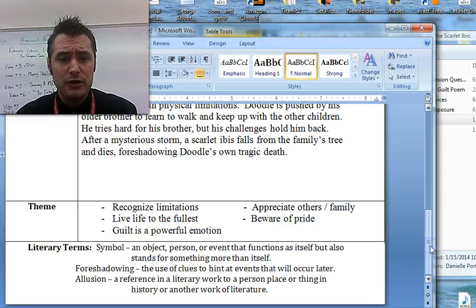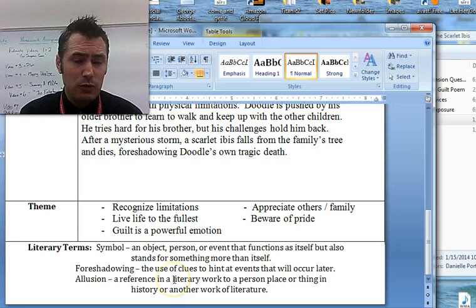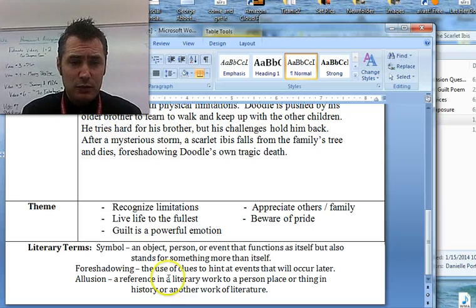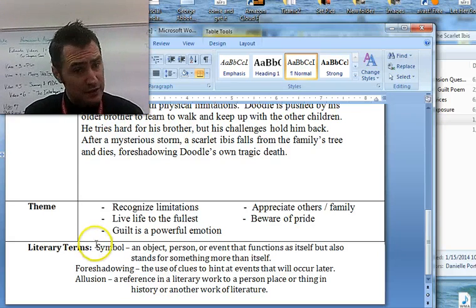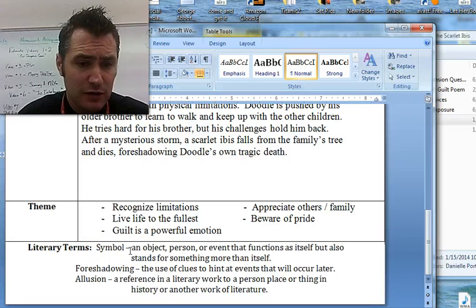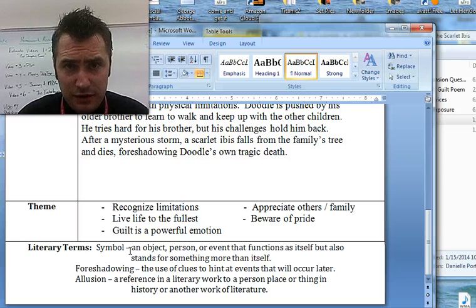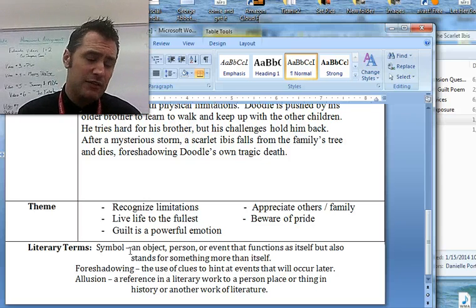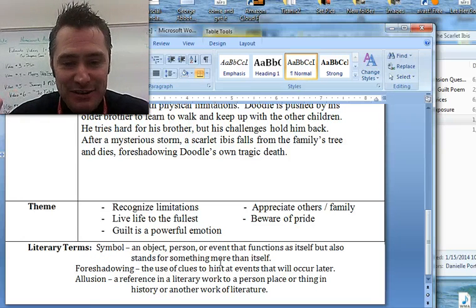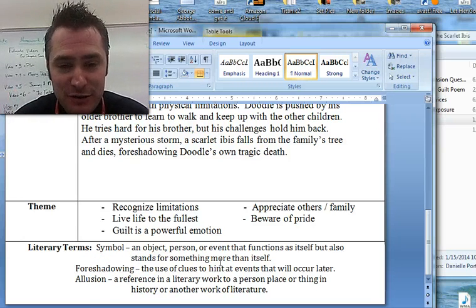Literary terms I want you to focus on, and we have been on the worksheet that we've been doing in class. All the literary devices, the ones that I really wanted to focus on, were definitely symbols for the story. An object, a person, or event that functions as itself but also stands for something more than itself. And the two greatest symbols in this story, obviously, the Scarlet Ibis and the bleeding tree. Foreshadowing, the use of clues to hint at events that will occur later in the story.